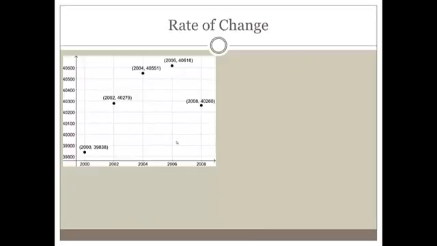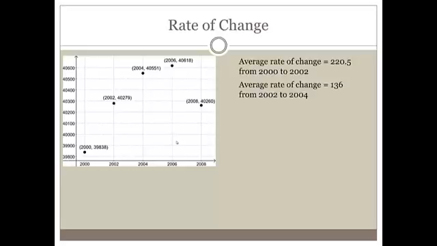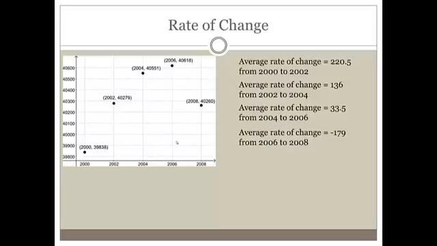Let's recap what we just found out. From 2000 to 2002, the average rate of change was 220.5 people per year. From 2002 to 2004, the average rate of change was 136 people per year. By 2004 to 2006, the average rate of change was only 33.5 people per year. And from 2006 to 2008, the average rate of change was negative 179 people per year, which we interpreted as a loss of 179 people per year.